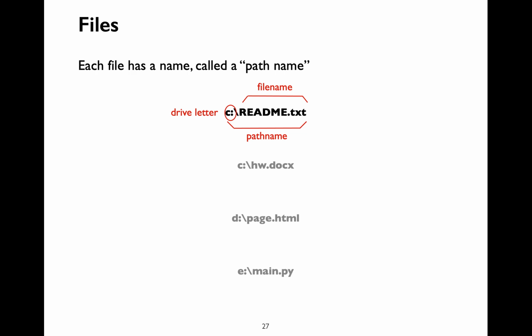For example, this particular readme.txt file is inside C drive. The C in this path name indicates the drive letter, and the .txt which comes after the file name is called the extension of the file. The backslash which separates the drive name and the file name is called the separator. One thing which is very different between Windows and Mac is that Windows uses a backslash, whereas Mac uses a forward slash.